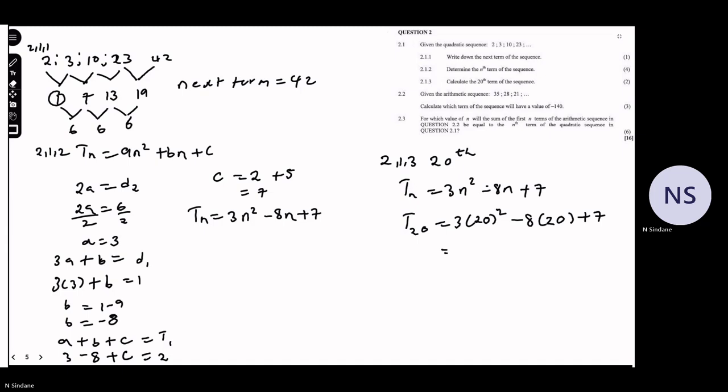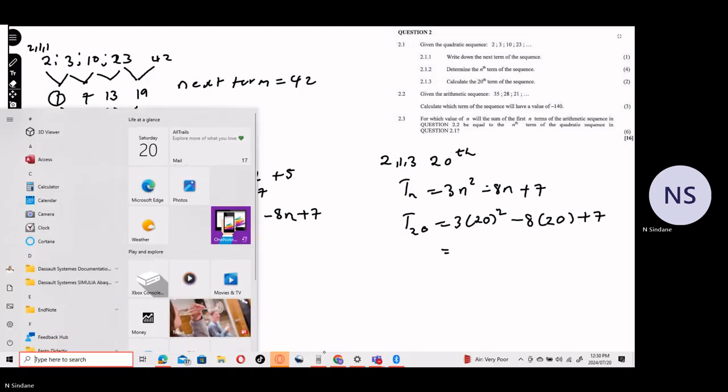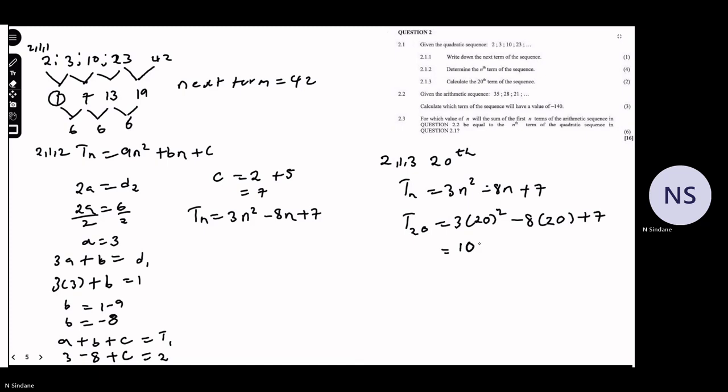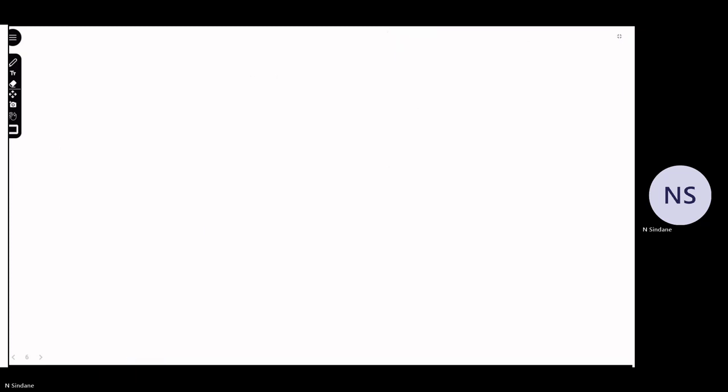And then punch your calculator, what do you get? You have 3 into 20 squared minus 8 into 20 plus 7. My solution is 1047, not 74 but 47. 1047.